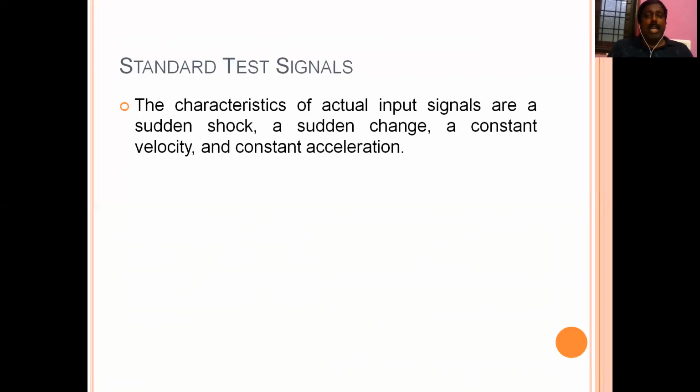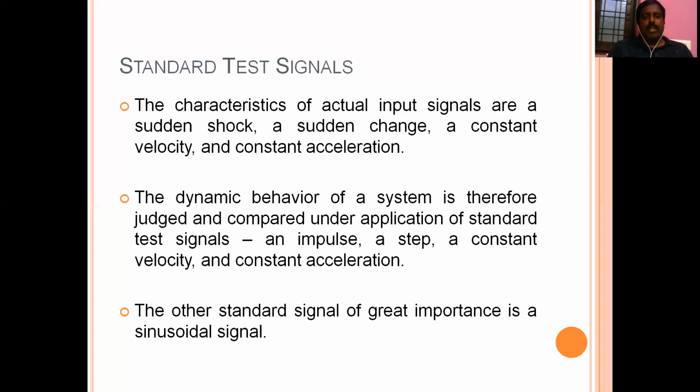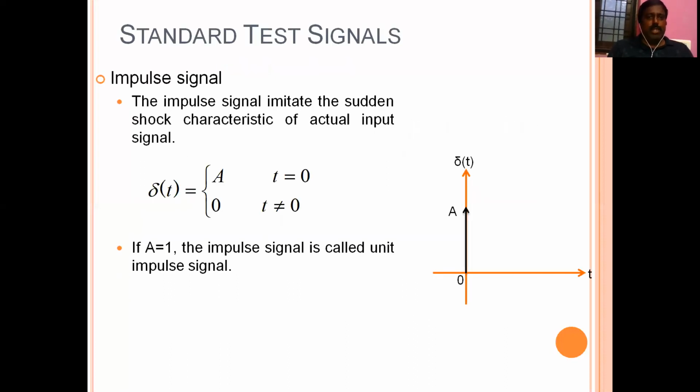The characteristics of the actual input signals are sudden change, sudden shock, constant velocity, and constant acceleration. This is very important. The dynamic behavior of the system is therefore judged and compared under the application of standard test signals like an impulse signal, a step signal, a constant velocity signal, and a constant acceleration signal. The other standard signal of great importance is the sinusoidal signal. We consider the standard test signals one by one.